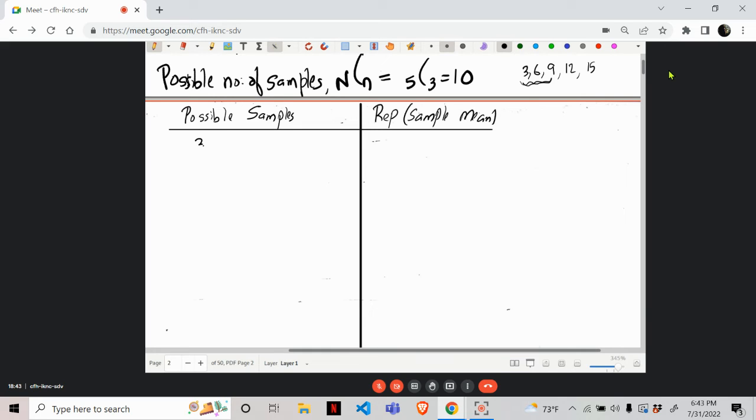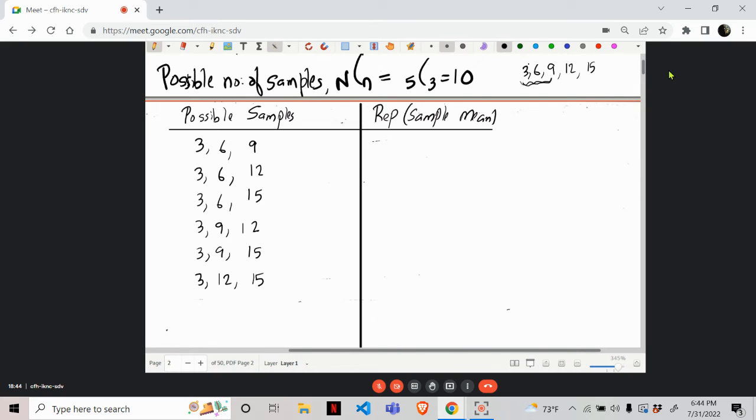The first one is 3, 6, 9. Again, let us start with 3 and 6: 3, 6, 12. 3, 6, 15. Now, let's start with 3 and 9: 3, 9, 12. 3, 9, 15. Now let us start with 3 and 12: 3, 12, 15. If you do not do it systematically, you will be lost. So please do it very systematically.